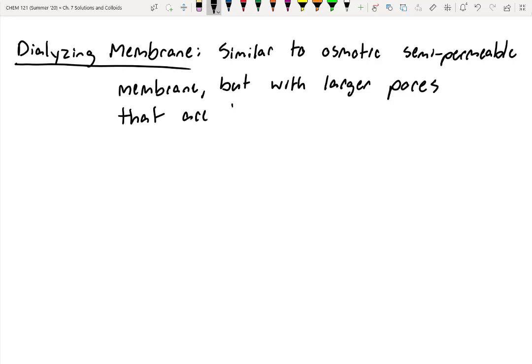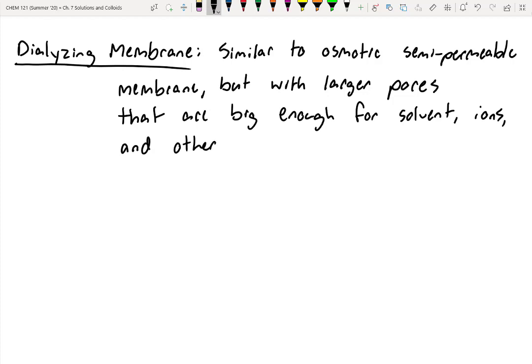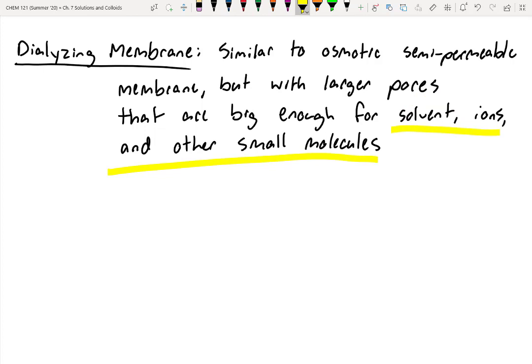That are big enough for solvent, ions, and other small molecules. If we think about the osmotic membranes that we talked about before, those were only big enough for solvent. They weren't big enough for ions or other small molecules. Where this one kind of opens up the gate a bit wider so that we can fit small things but not giant things through the pores. All right, and this is the whole idea behind dialysis.